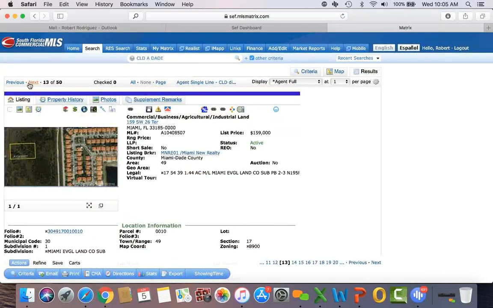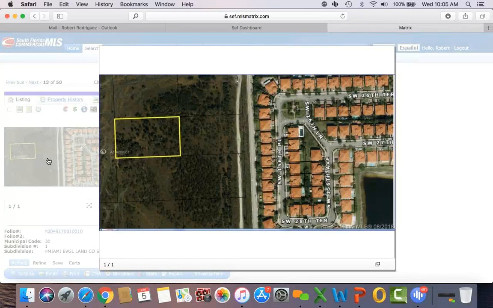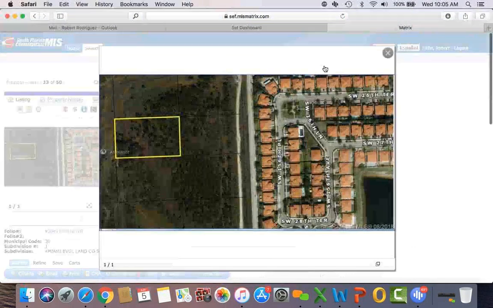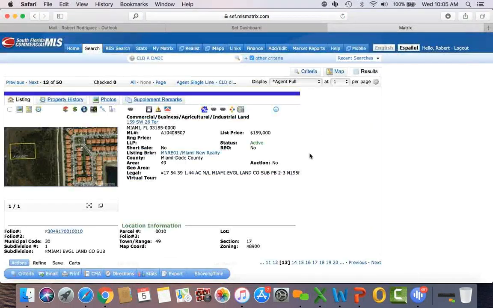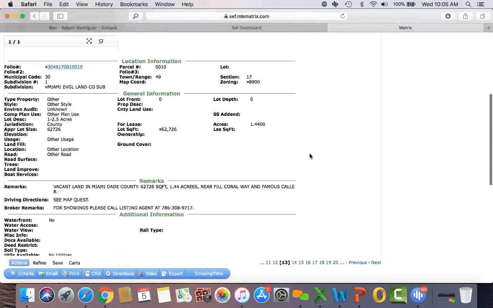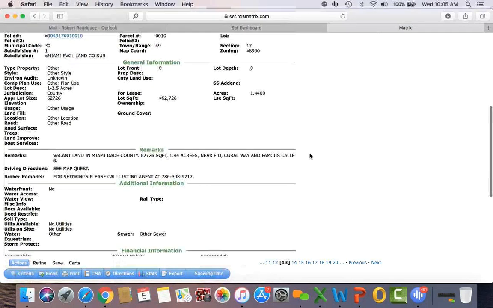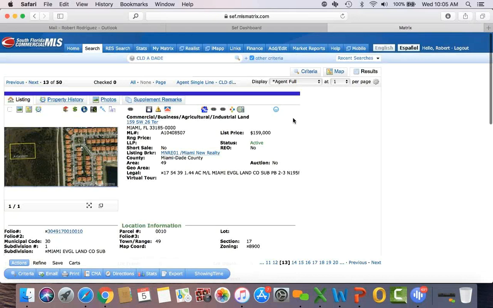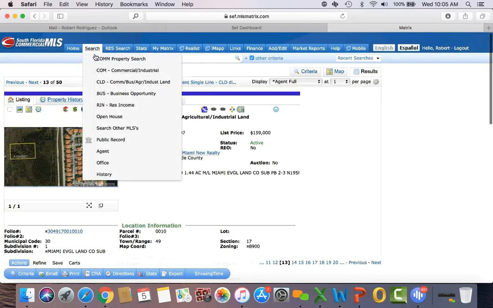All right, we'll go on to the next property, and this is another commercial lot. And keep in mind, these are commercial lots, not meant for residential use, but more for commercial use. All right, so that is where we find the commercial lots. That would be search CLD.